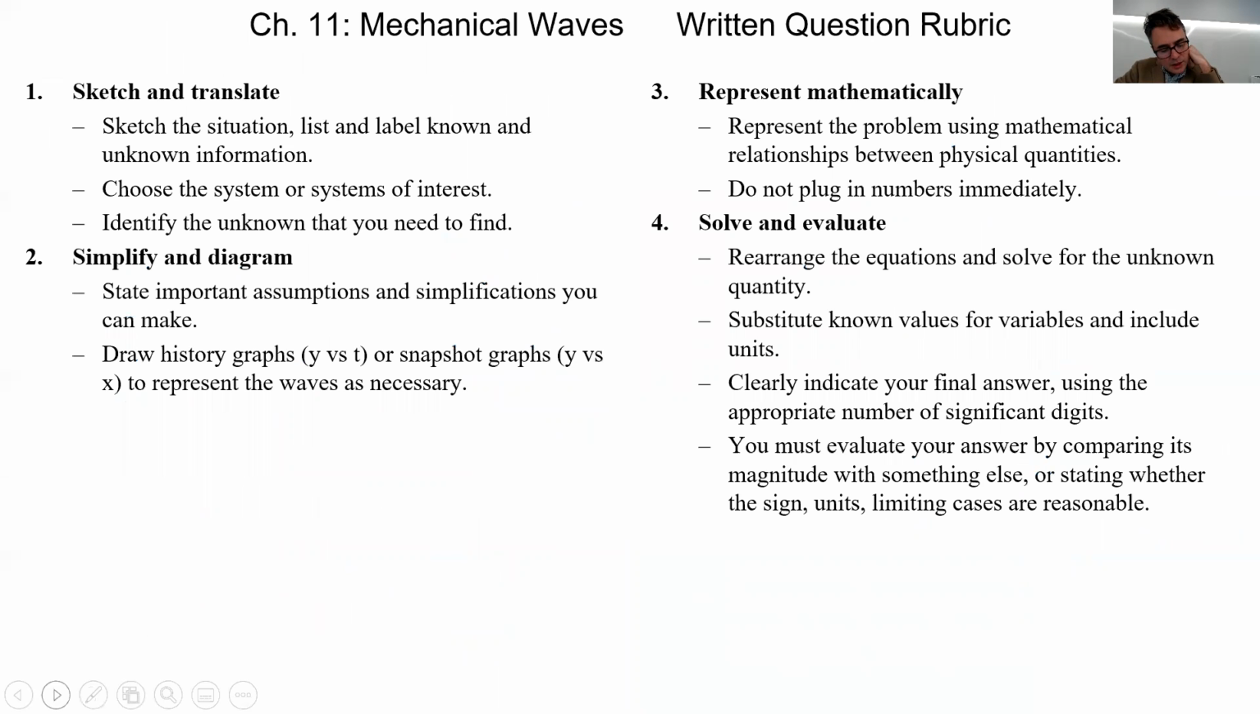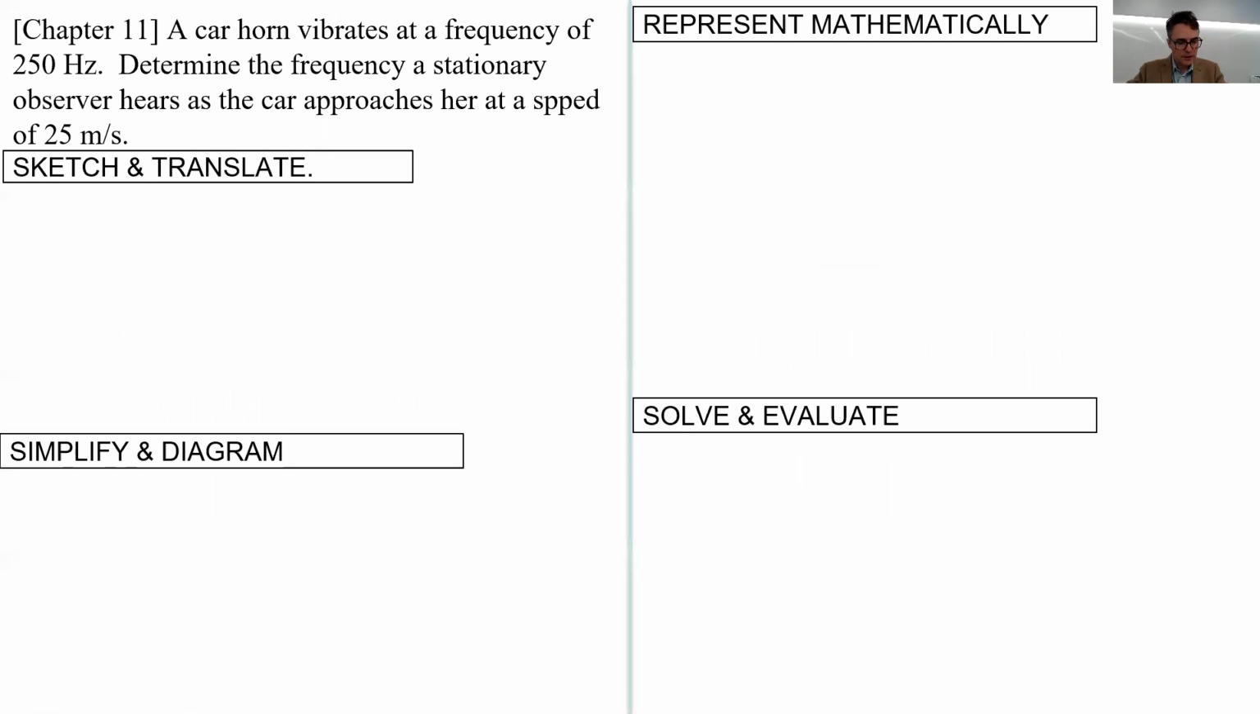And then lastly, chapter 11 on mechanical waves. Same sort of thing. It's going to depend on what's going on in each question, what you do here in steps 2 and 3. You represent the problem using mathematical relationships. There are a lot of different little parts, but let's just do a Doppler question today, and then I'll be done. A car horn vibrates at a frequency of 250 hertz.